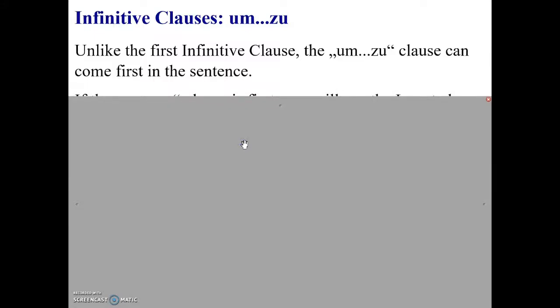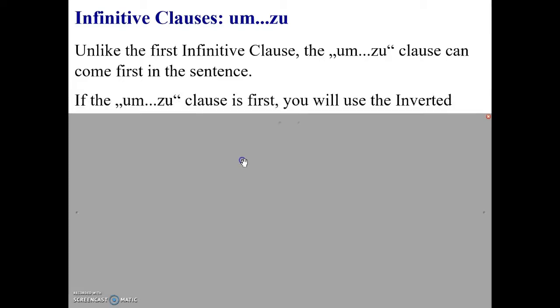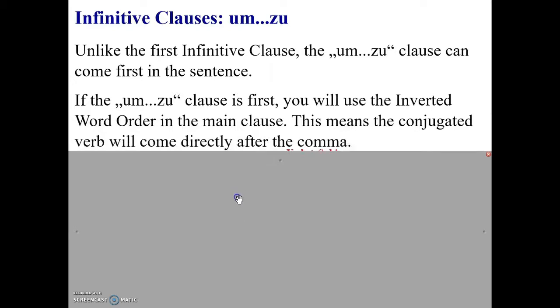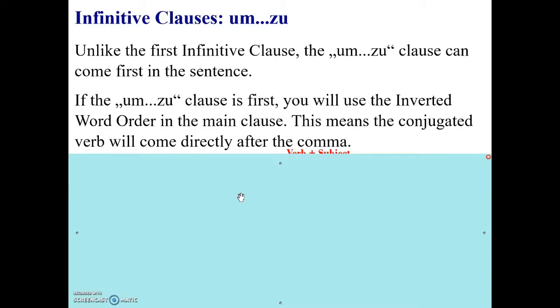As I just mentioned, the first type of infinitive clause cannot come first in the sentence. You have to start with a main clause and then the dependent clause. Um zu clauses can come first in the sentence. If this happens, you are going to use the inverted word order in the main clause. This means the conjugated verb will come directly after the comma. Let's look at what that looks like.